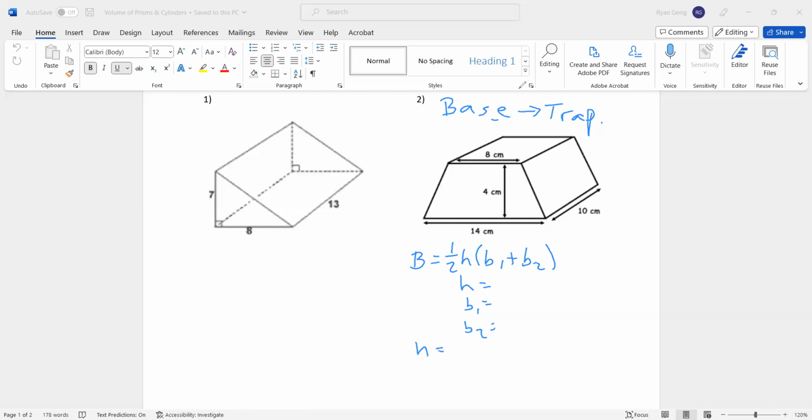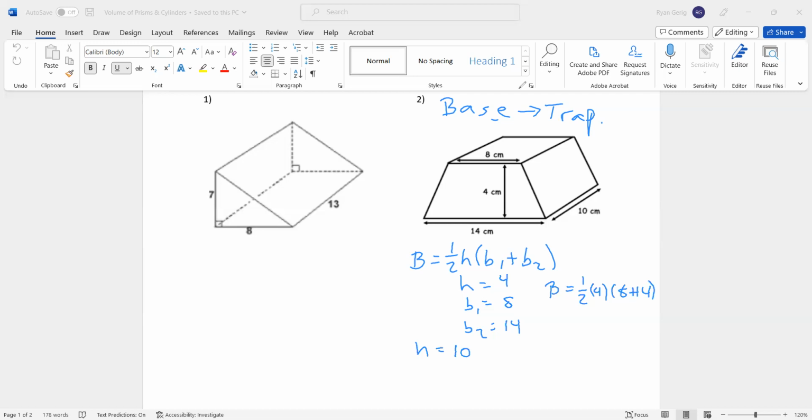All right, so the height of the prism, let's go ahead and get that written down. Hopefully you see that that is 10, connects the 2 trapezoids. The height of this trapezoid is 4. Base 1 is 8, and base 2 is 14. I gave you everything here as well. So big B, the area of the base, is 1/2 the height. And then I'm going to add 8 and 14.